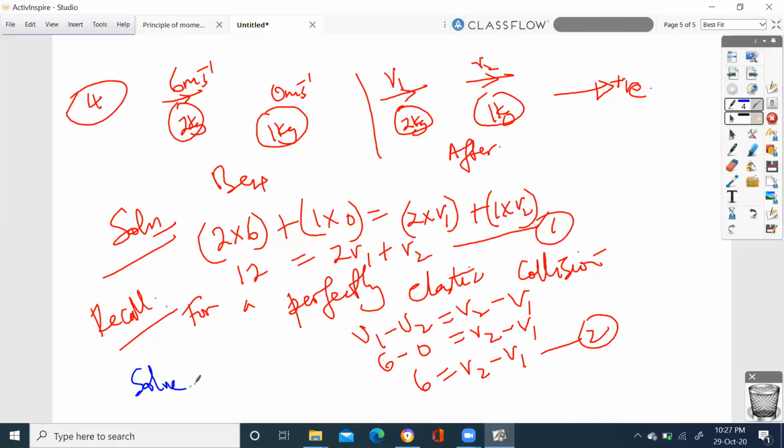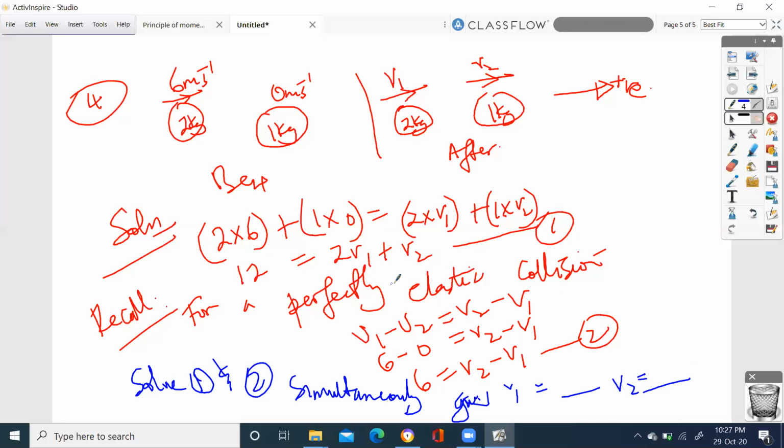Solve 1 and 2 simultaneously to get v1 and v2. The idea here is simply to bring in this. In case you don't remember this, go back to the original method of using both momentum and kinetic energy, and then solve the 2 equations simultaneously. So that is what we have.